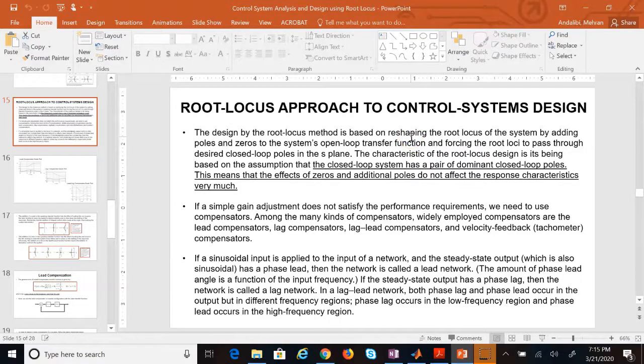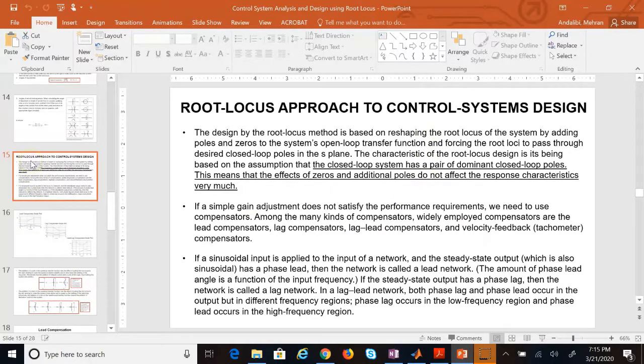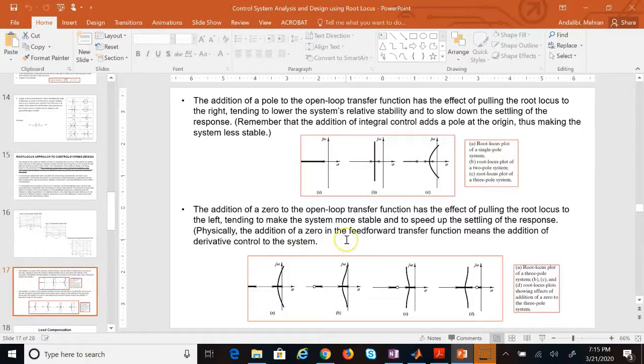So let's talk more about this. So we said the goal is, if we cannot just adjust gain K and move along the root locus and get what we need, now we have to reshape the root locus by adding poles and zeros. But the first question might be, well, what exactly does adding a zero or a pole do to the root locus? So let's first look at that.